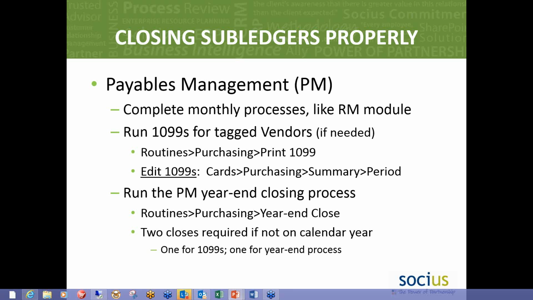So we'll complete our monthly processes just like we did with the receivables module. We can run 1099s for tagged vendors, but I just want you to be clear that you don't have to run your 1099s right at the end of your calendar year. That is, you do have time during the month of January, as an example, to produce your 1099s. And payables management is date sensitive in regards to 1099s. Okay? And so then we'll go on to run the payables 1099 year-end closing process.